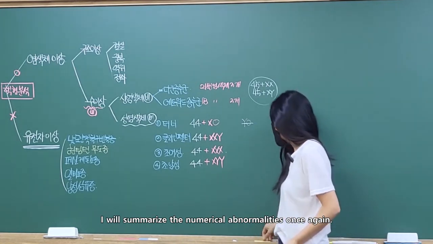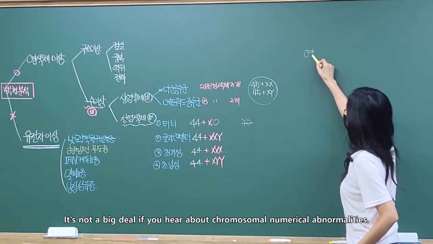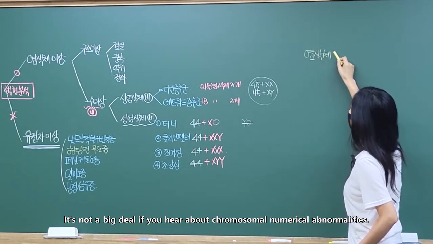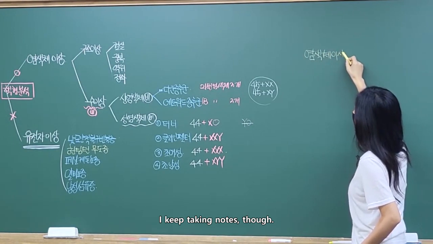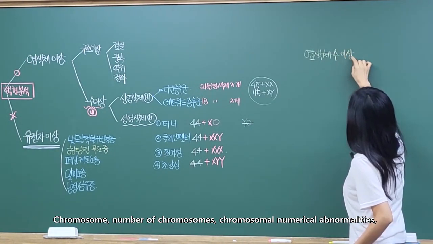I will summarize the numerical abnormalities once again. There are things expressed in detail there, right? It's not a big deal if you hear about chromosomal numerical abnormalities. I keep taking notes though. Chromosome, number of chromosomes, chromosomal numerical abnormalities, mutations.